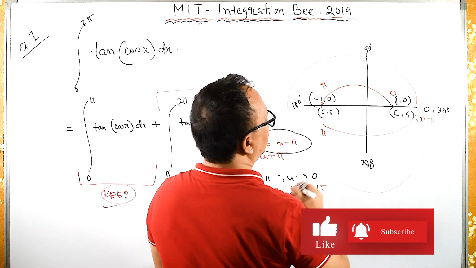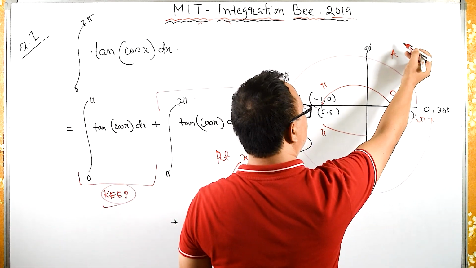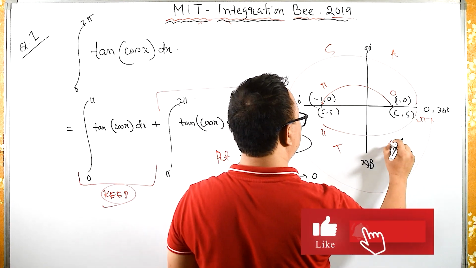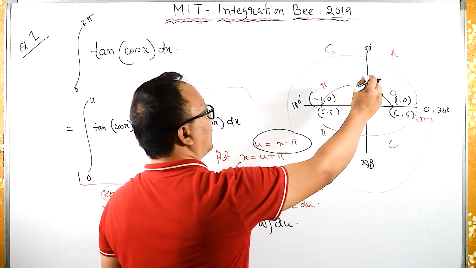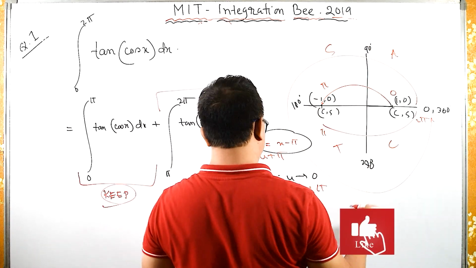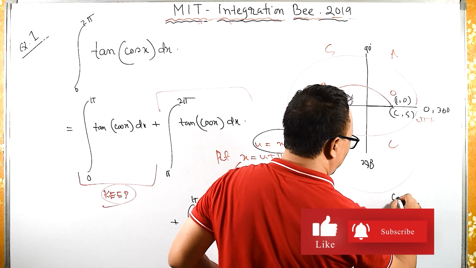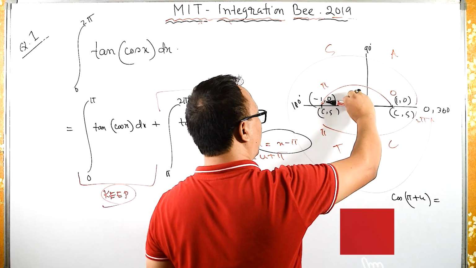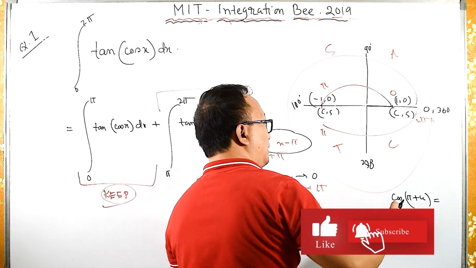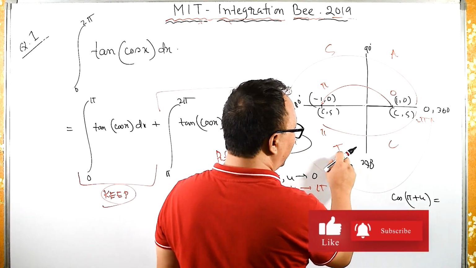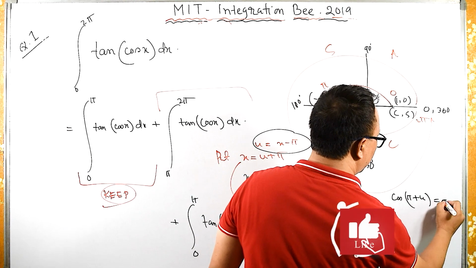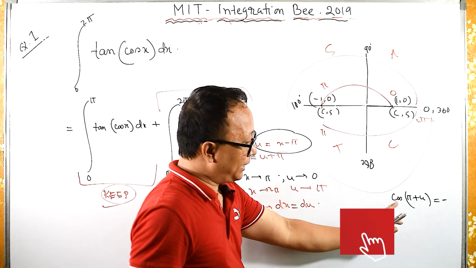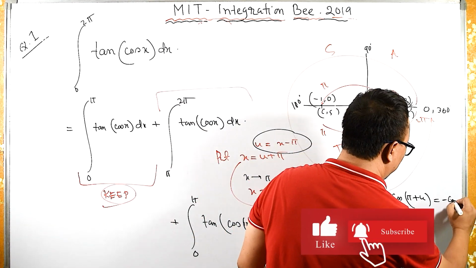We have the ASTC rule. Here, in the first quadrant, all are positive: all of sine, tan, cos. Now, what is cos of pi plus u? Pi is over here, plus u means in this quadrant. In this quadrant, tan is positive, therefore cos will be negative. Since it is a multiple of pi, cos will go to cos. Therefore, we will get cos of u.